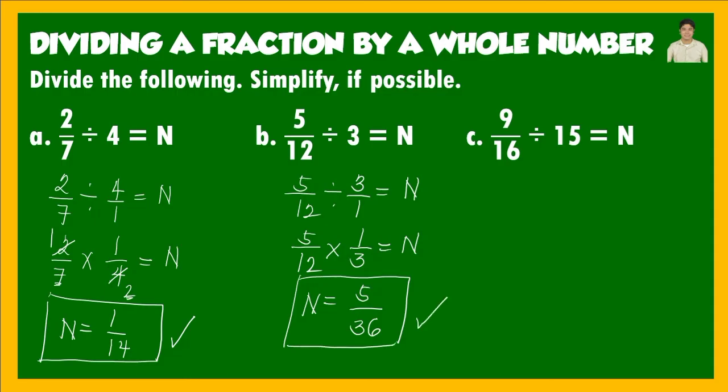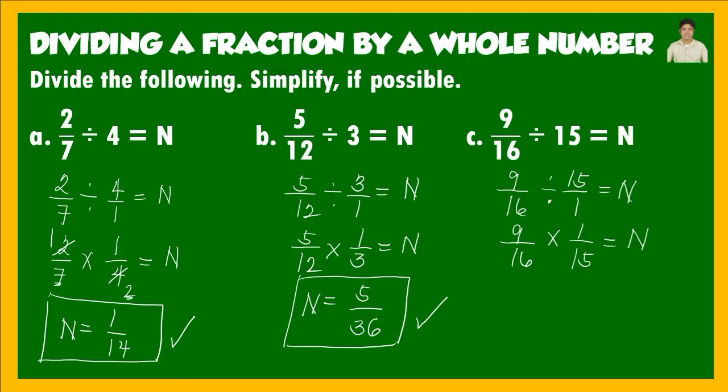Next, 9 over 16 divided by 15 is equal to n. So, same process. 9 over 16 divided by 15 over 1 is equal to n. Next, keep the dividend, 9 over 16, change division to multiplication, and then the reciprocal of 15 over 1 is 1 over 15 equals n. And then use cancellation method.